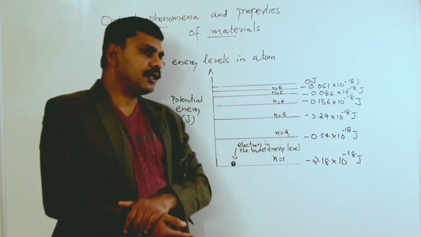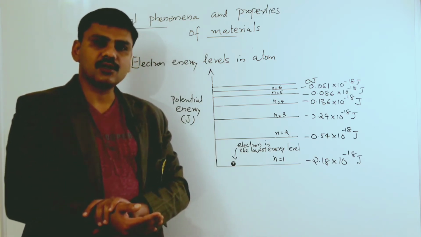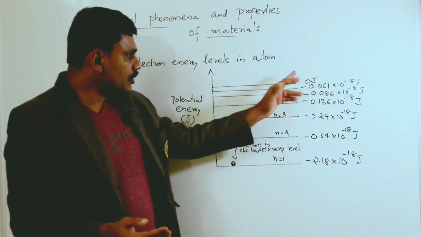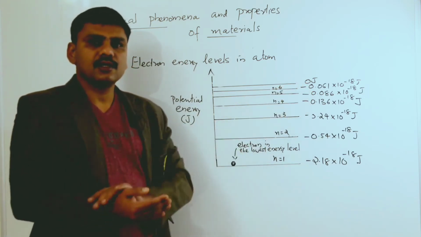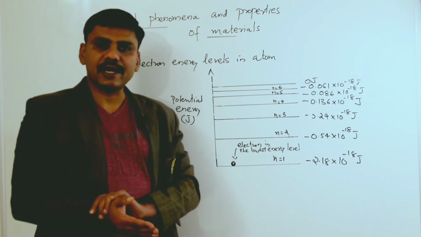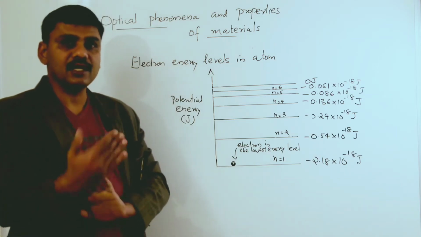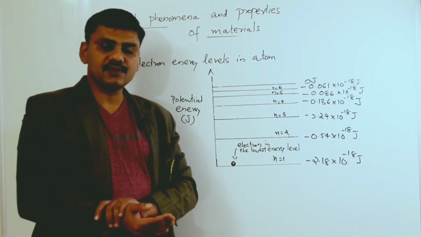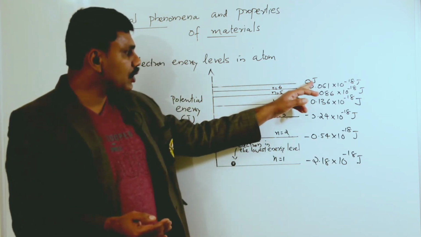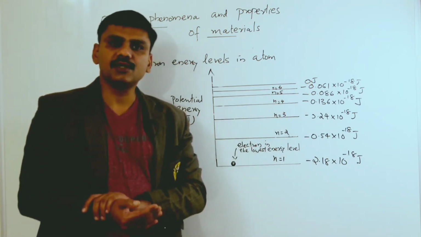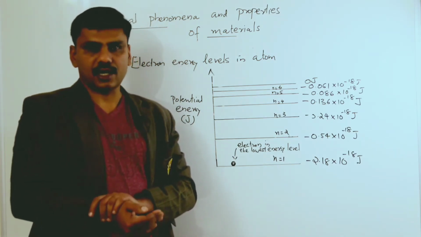So the minus value indicates that the electrons are bound to the nucleus, which means there is a force of attraction between the electron and the nucleus. Did you see that the last value is written as 0 joule? That means the electron has no force of attraction with the nucleus. The electron is free from the nucleus. So 0 joule indicates there is no force of attraction between the electron and the nucleus. It is completely free from the nuclear force of attraction.